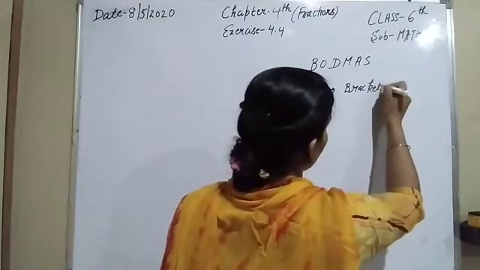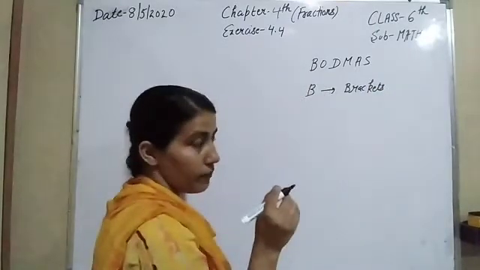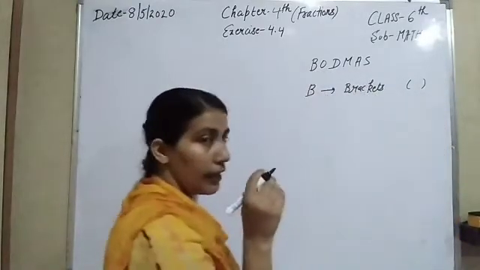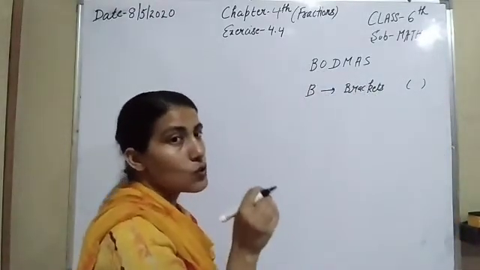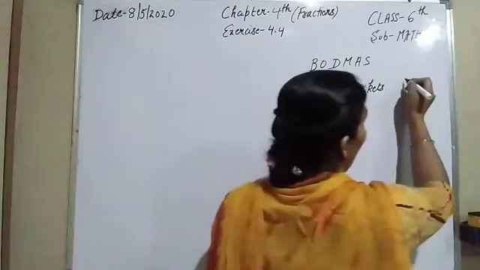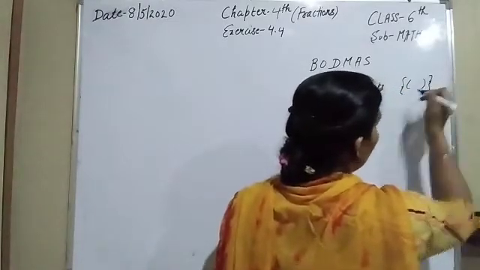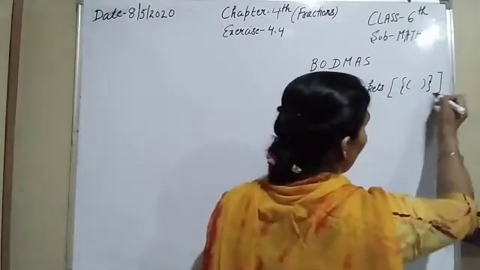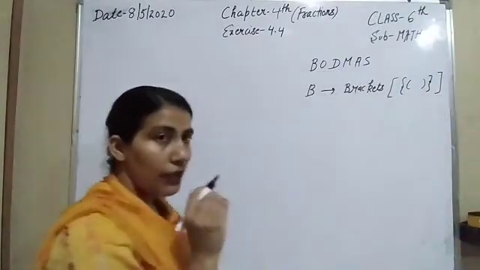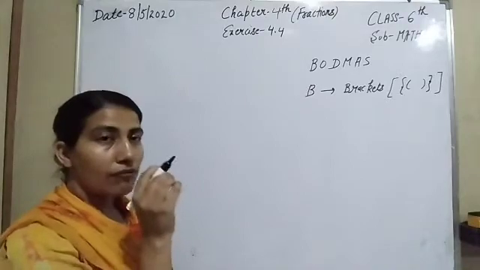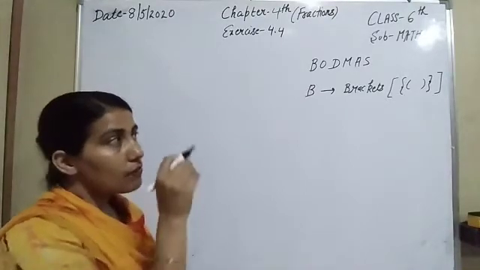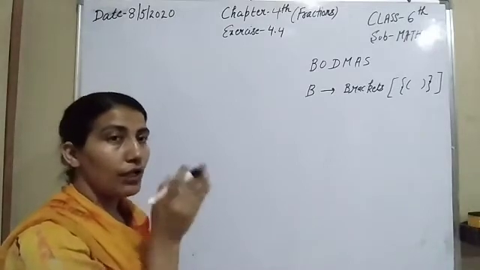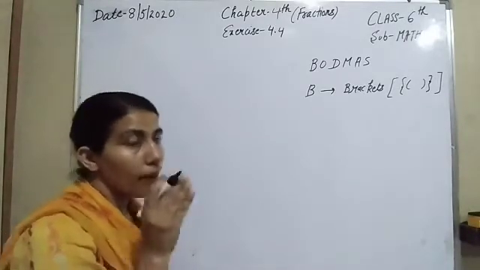There are three types of brackets. Firstly, we will solve the open bracket. After that, we have to solve the curly bracket. And lastly, we have to solve the closed bracket. So whenever a bracket comes in the question, firstly we solve the open bracket, then the curly bracket, and lastly the closed bracket.